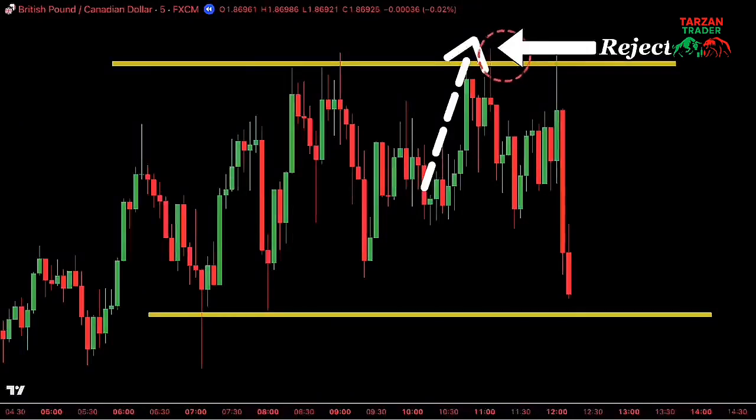This information alone is not enough to take a trade. Just because price reaches resistance or support does not mean you should enter immediately. You still need confirmation, which we will cover later in this video. For now, the goal is simply to understand how a range-bound market works. Price moves between support and resistance, buyers and sellers are balanced, and your role as a trader is to stay patient and wait for price to reach key levels before making any decision.